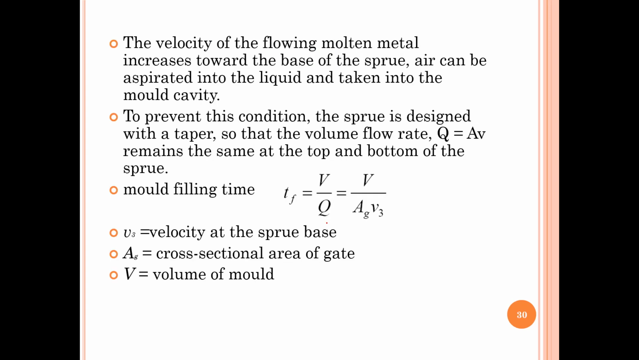The velocity of the flowing molten metal increases towards the base of the sprue. Air can be aspirated into the liquid and taken into the mold cavity. To prevent this condition, the sprue is designed with a taper so that the volume flow rate remains the same at the top and bottom of the sprue.